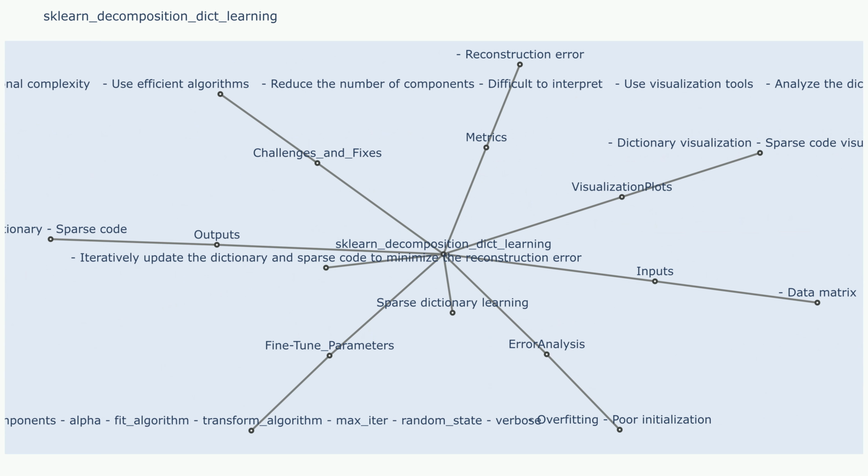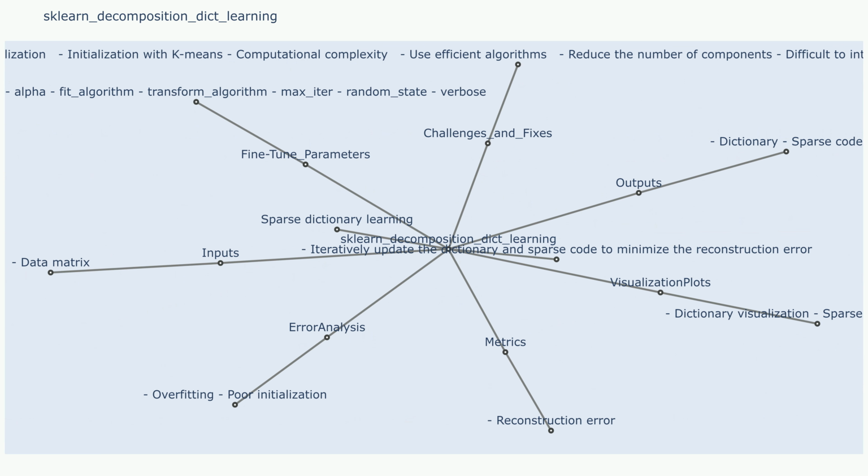Metrics. Reconstruction error measures the difference between the original data and its reconstruction, using the learned dictionary and codes. Sparsity measures the sparsity of the learned codes, reflecting the number of non-zero entries in the code matrix.